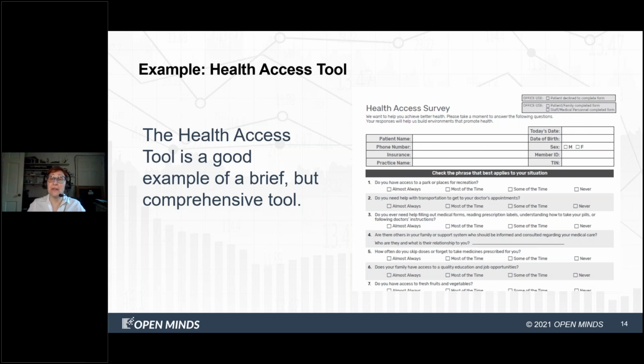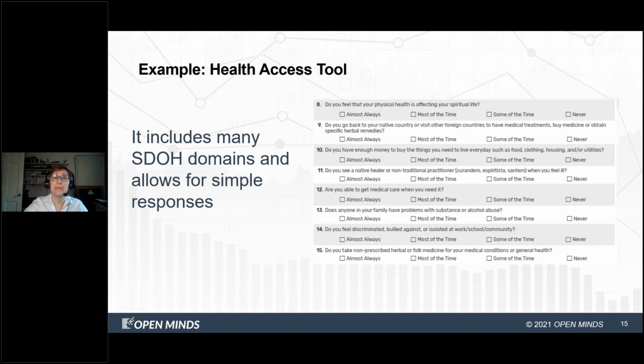Does your family have access to good education and job opportunities? Do you have access to fruits and vegetables? Do you feel your physical health is affecting your spiritual life? Do you go back to your native country or visit other countries to have medical treatments? Do you have enough money to buy things you need, especially everyday things: clothing, housing, utilities, food? Do you see a native healer or a non-traditional practitioner?